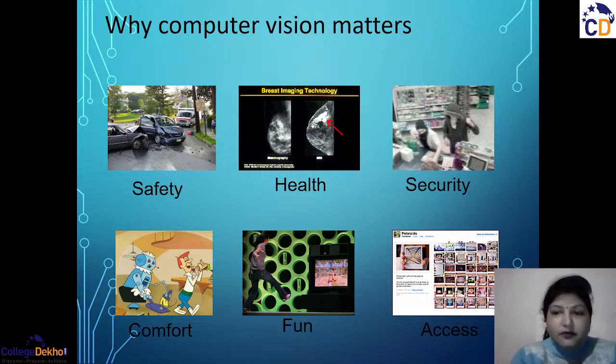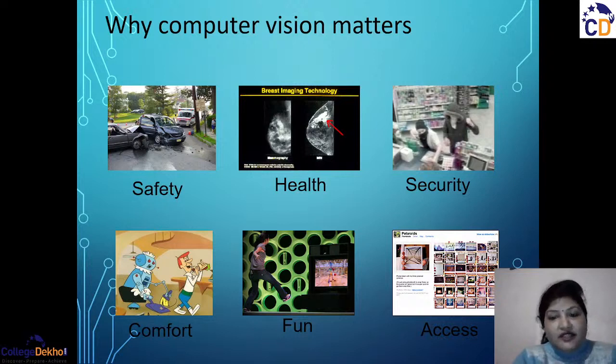For security purposes also, as I have just discussed in the example, it maintains security by having cameras that make predictions. Then we have comfort, and in the entertainment sector also, we have AI-enabled technologies.